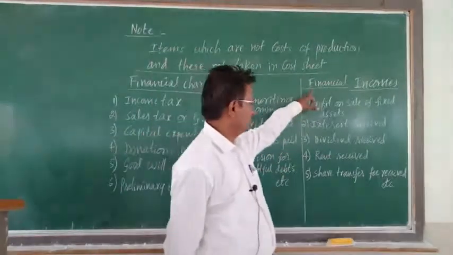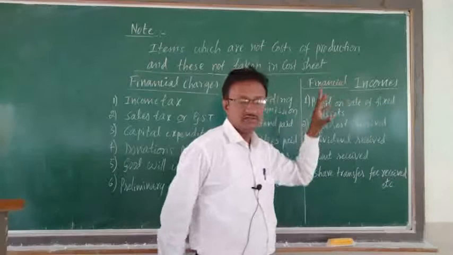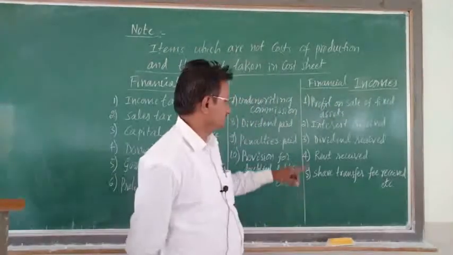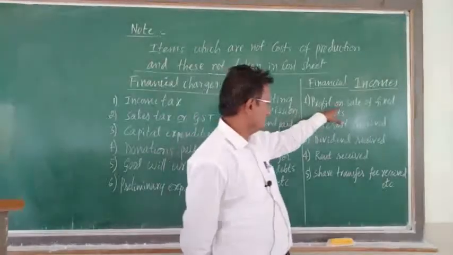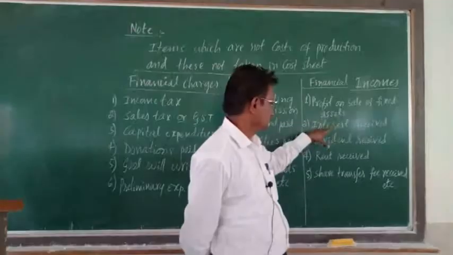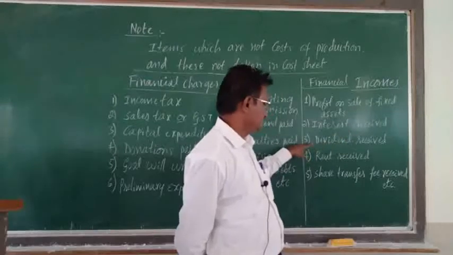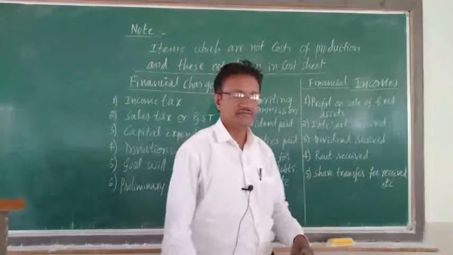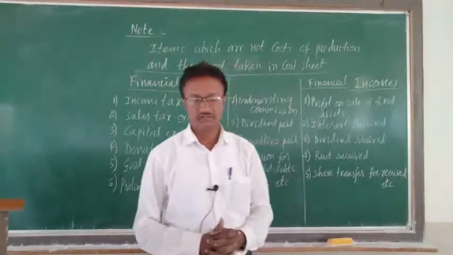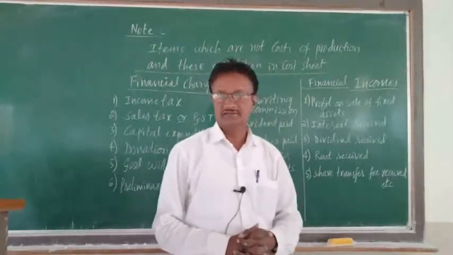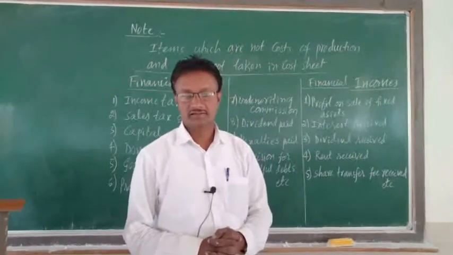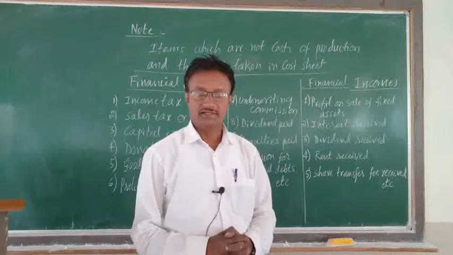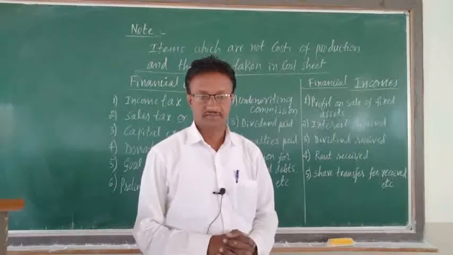And also there are financial incomes. They have to be excluded while preparing cost sheet. That is profit on sale of fixed assets, interest received, dividend received, rent received, share transfer fees received, etc. So any items which are purely financial incomes or expenses should not be taken in the cost sheet.